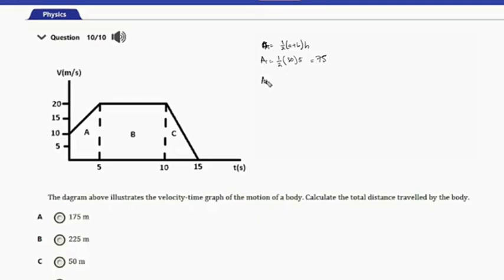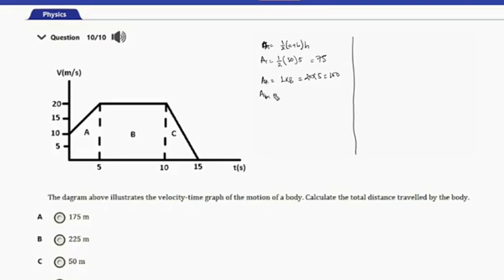So the next area we are going to calculate here is the area of the rectangle, that's this portion B. So that will be length times breadth. So we'll use the V axis as the length here and the T axis as the breadth. So that's 20 times 5. Remember that this is from 5 to 10, and 10 minus 5 is 5. So 20 times 5 is actually 100. So that's 100 for that one.